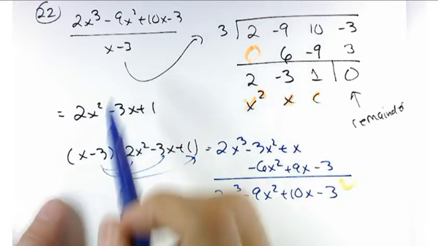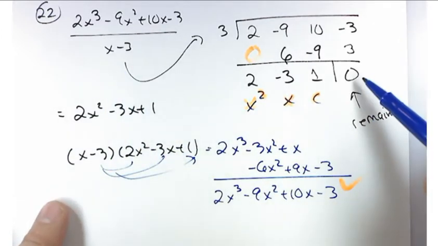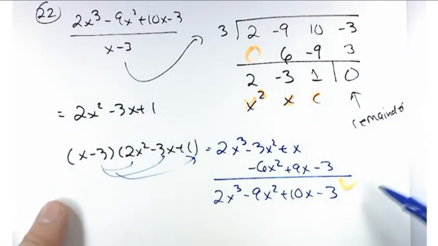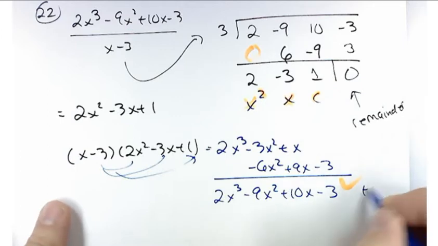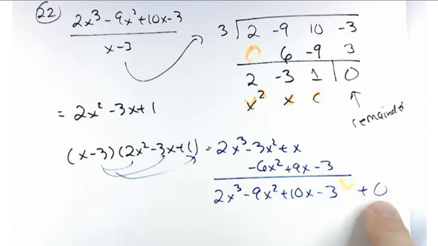Yeah, so times the denominator by what you got. And if there's a remainder, add the remainder last. So at this step, you'd put the plus whatever the remainder. In this case, it's 0. Yes?